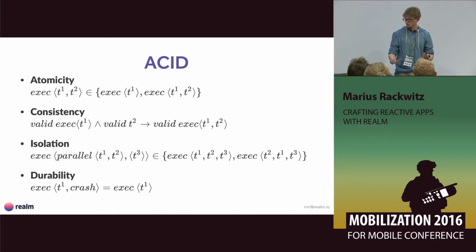And isolation means when you execute multiple transactions in parallel, you can map this to a sequential order of these transactions. It won't influence that you have two transactions in parallel. There is no in-between state. And also this will have some implications to something we will learn later on about the Realm mobile platform.